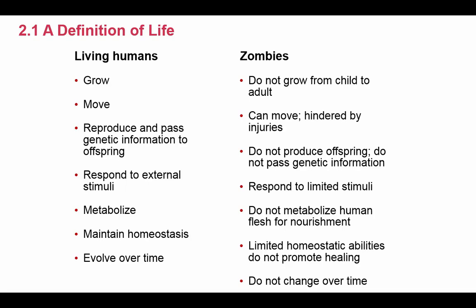Humans reproduce and pass genetic information to our offspring. But zombies don't do that. They don't produce offspring, and they don't pass any genetic information. The only way to make a new zombie is for an old zombie to bite you. Humans respond to external stimuli, and zombies do respond to limited stimuli. If you watch The Walking Dead, they responded to sound. And so they did respond to some stimuli, but living humans respond to a lot of different types of external stimuli. We also metabolize.